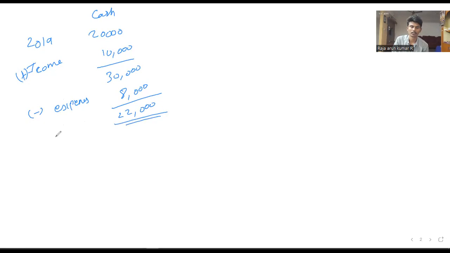Here is the balance. You can utilize it in many ways. This is a format, the cash flows in income and the expenses like that. You can utilize it in many ways to prepare the cash flow statement. Are you clear with that concept?